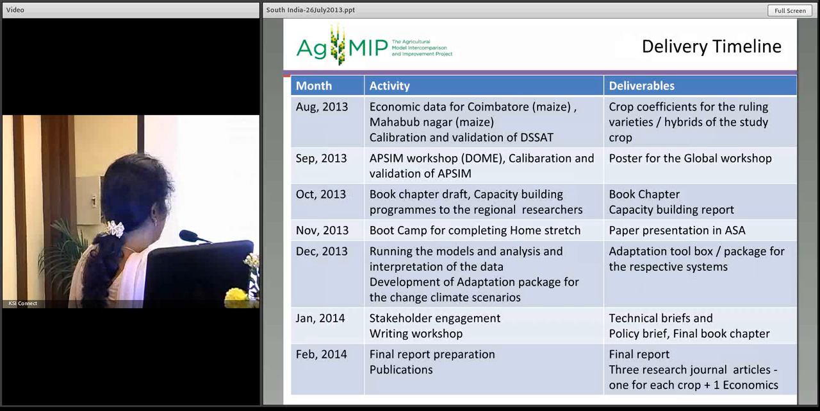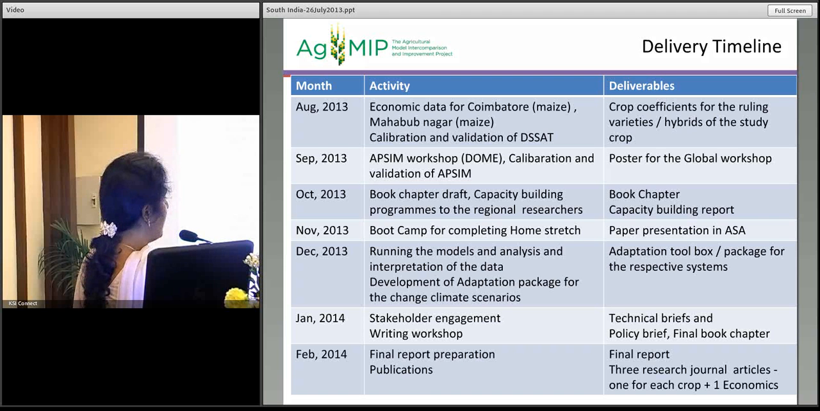And in January, we try to have stakeholder engagement and a writing workshop. Maybe this might be shifted to December end also. The technical brief, policy briefs, and final book chapter would be ready by January 2014. And in February, we want to have final report preparation and publication. We will be submitting the final report.